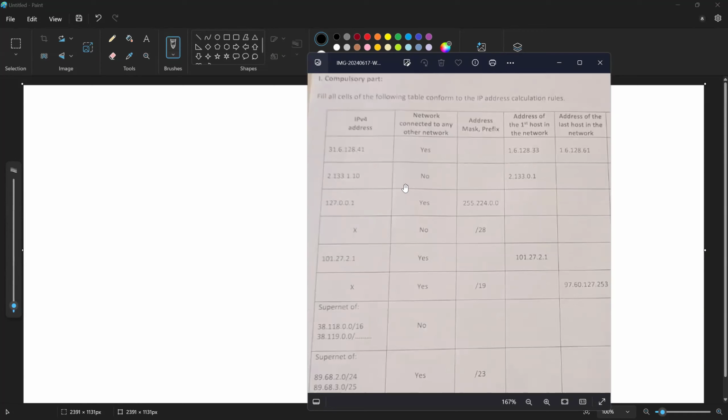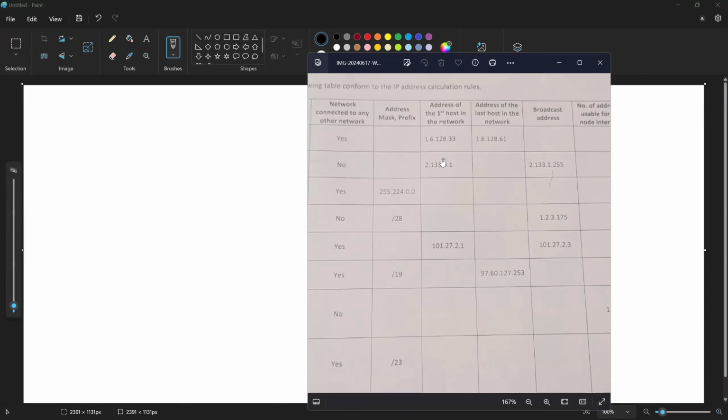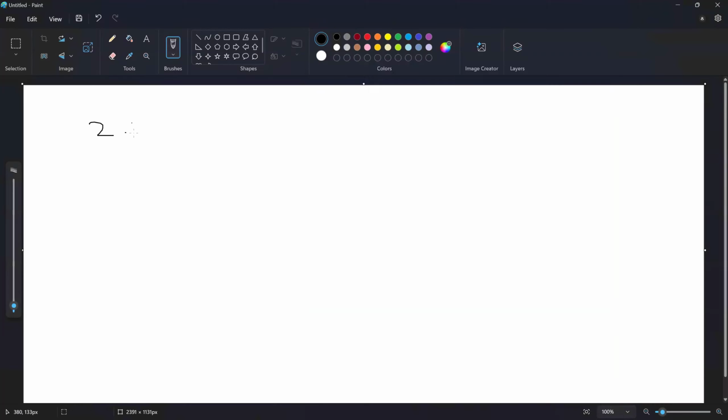Okay, so now row 2. We have an IP address, we have the first host, and we have the broadcast address. So now I'll show you a little trick that works when you have the broadcast address. This is the broadcast ID. From now on, I'll be writing the broadcast address as BID, because BAD just means bad.